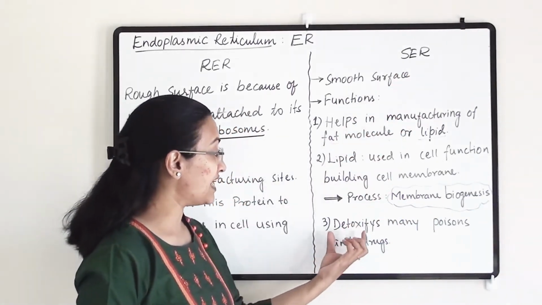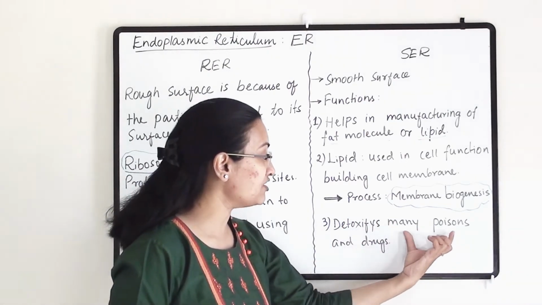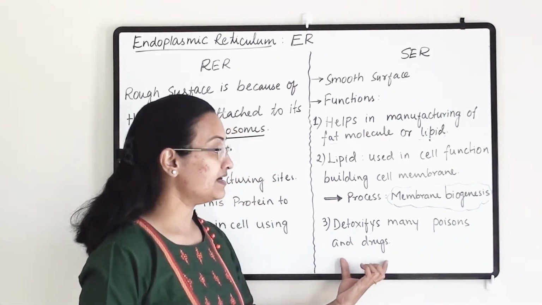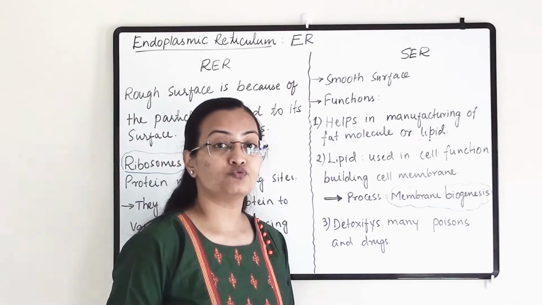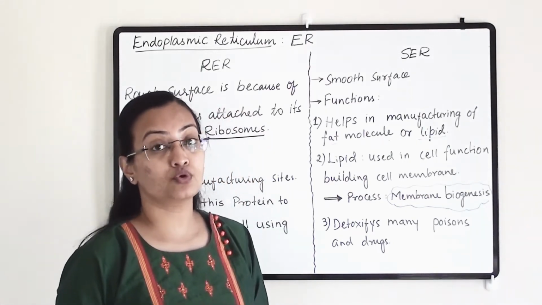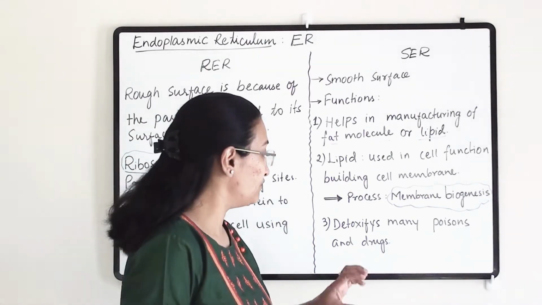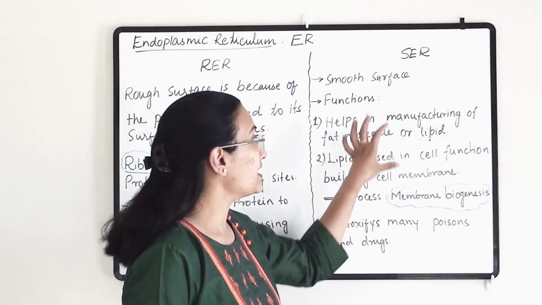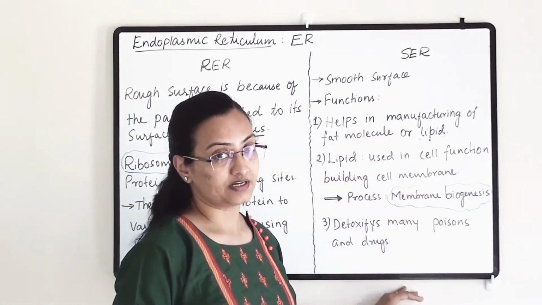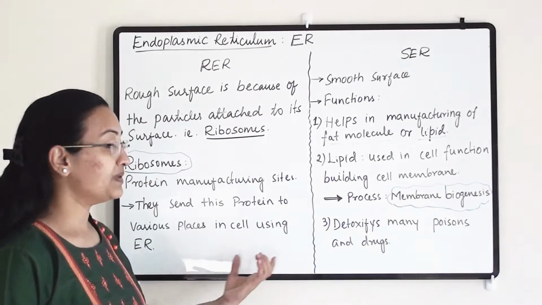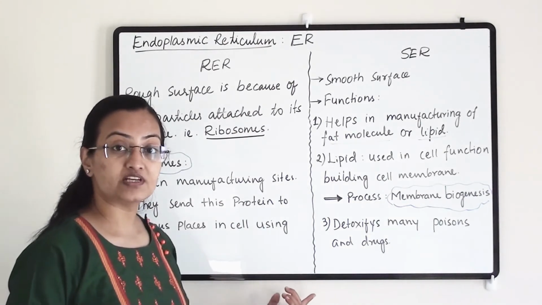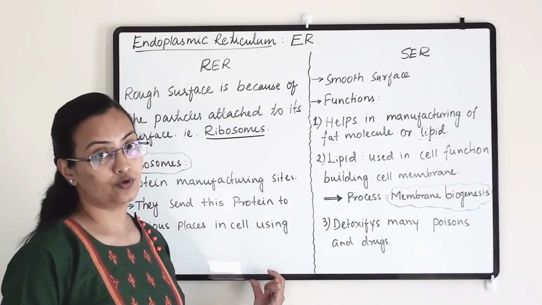It also helps in detoxifying many poisons and drugs. Some of the substances which are injurious or dangerous for the cell are detoxified by smooth endoplasmic reticulum. So these were the basic differences between smooth endoplasmic reticulum and rough endoplasmic reticulum.